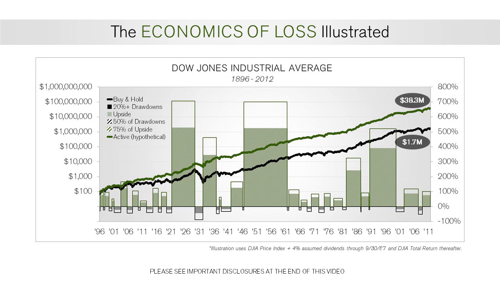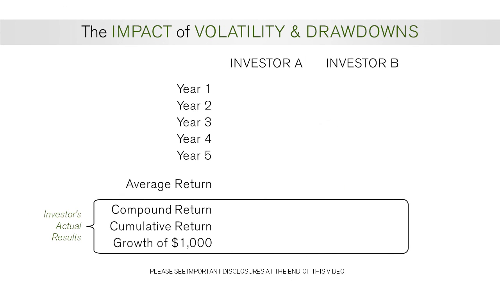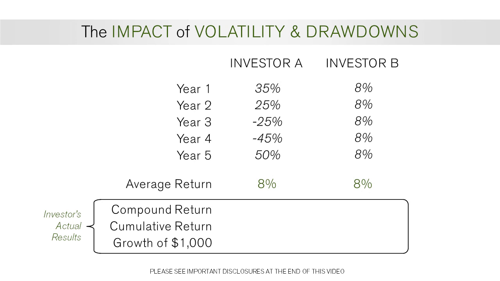Let's look at one more simple illustration that shows the power of the economics of loss. Let's compare two investors' portfolios, both of which generated an 8% average annual return over a 5-year time period. Investor A, in this case, experienced a lot of volatility along the way, while Investor B was able to generate a smooth, steady 8% per year over the 5 years. Keep in mind that despite taking different paths, both investors experienced an average annual return of 8% over these 5 years.